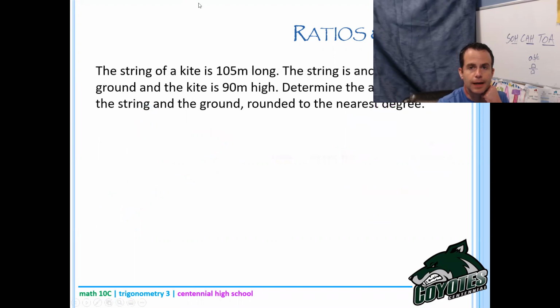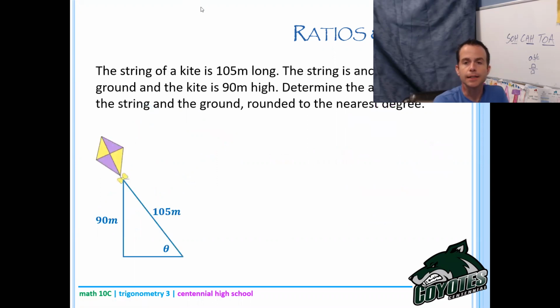Okay, now we'll do a couple application questions here. The string of a kite is 105 meters long. The string is anchored to the ground and the kite is 90 meters high. So what I did was I drew a kite, and then here's the string. Because it's anchored to the ground somewhere over here, that's what makes this the hypotenuse. The string is actually the hypotenuse here, okay? And then I know that the height of the kite is 90 meters, so I stuck that there. Determine the angle formed by the string and the ground.